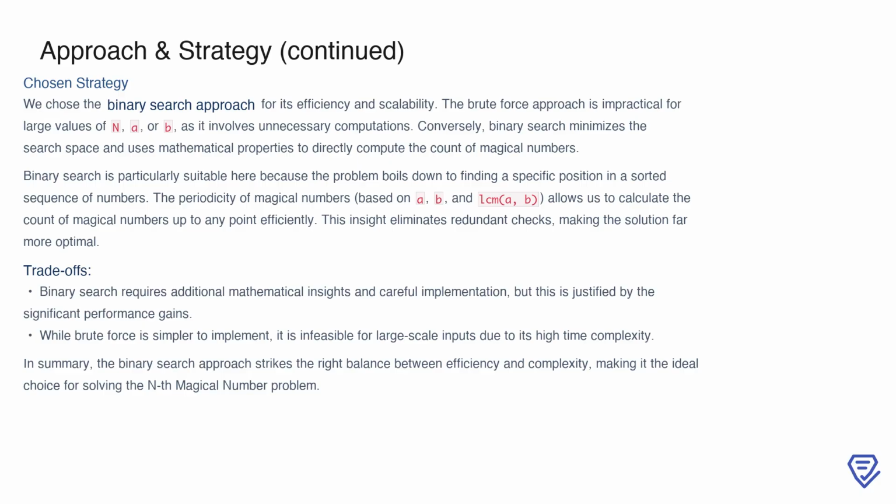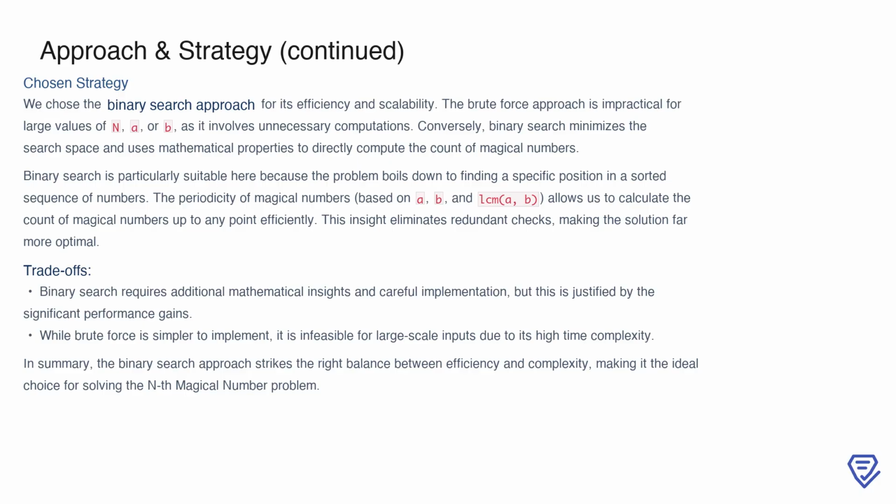This allows us to efficiently narrow down the range and directly compute the count of magical numbers at any given point. The trade-off is that binary search requires a stronger grasp of mathematical concepts and more careful implementation, but the significant performance gains justify this added complexity. Ultimately, binary search strikes the right balance between efficiency and implementation complexity, making it the most suitable solution for finding the nth magical number.